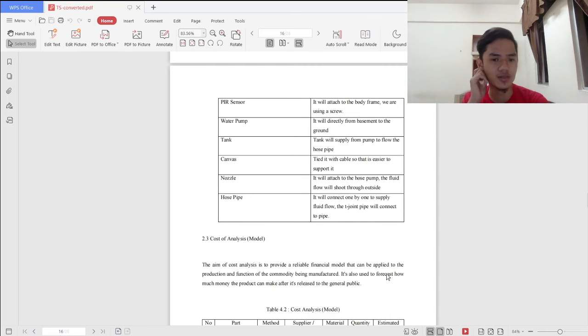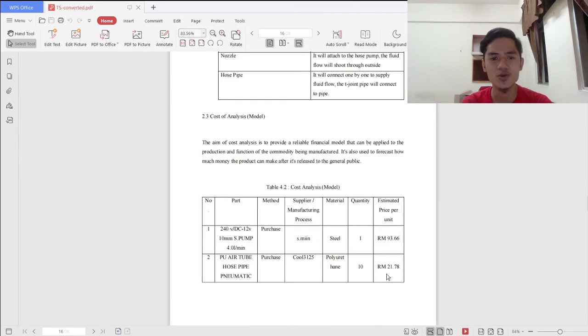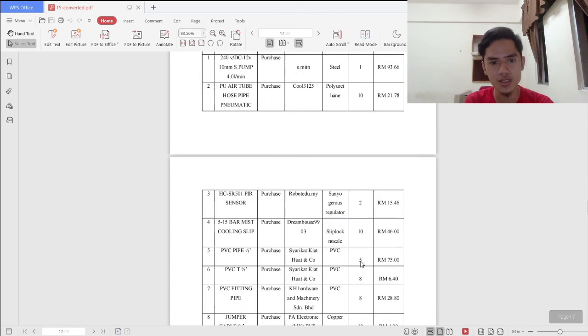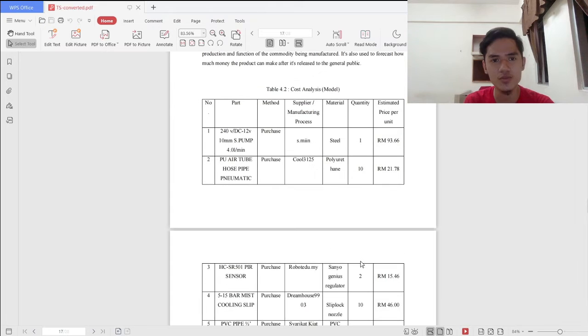It's just like a model. The aim of cost analysis is to provide a reliable financial model that can be applied to the production and function of the commodity being manufactured. It is also used to forecast how much money the product can make after its release to the general public. For the cost analysis model, we are creating a table for the 10 parts.